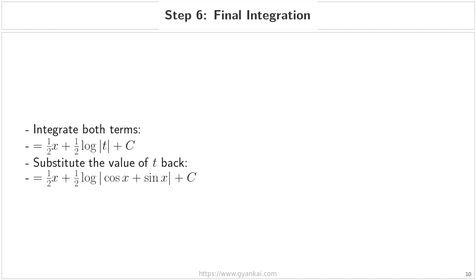Remember that t was just a substitution we made to simplify the integral. Now we need to substitute back the original expression for t in terms of x. Recall from slide 9 that we defined t as cosine x plus sine x, so we replace t with cosine x plus sine x. This gives us our final answer. 1/2 x plus 1/2 times the natural logarithm of the absolute value of cosine x plus sine x, plus our constant of integration, c.